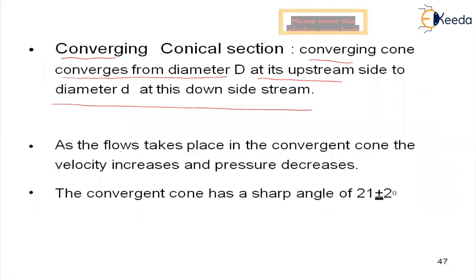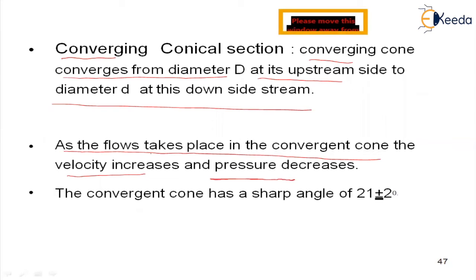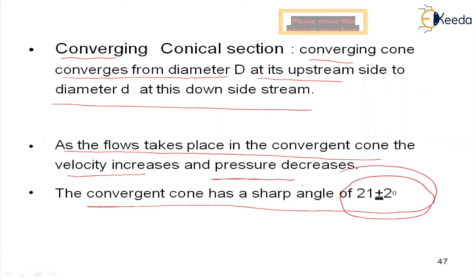As the flow takes place in the convergent cone, the velocity increases and the pressure decreases. It's very, very important. The convergent cone, and this is pretty important, has an angle of 21 plus or minus 2 degrees, my dear students.